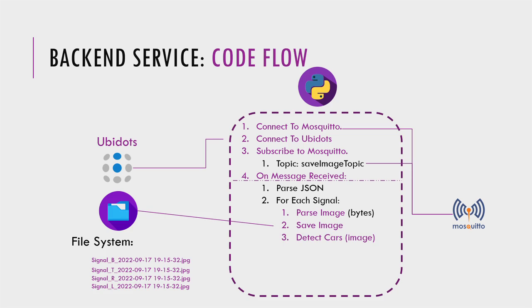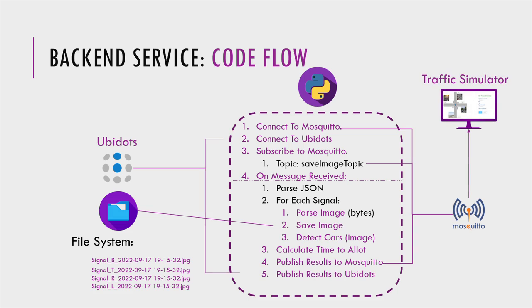Then we use the machine learning algorithm to detect the cars and send the images to this particular module. So basically, when we have the number of cars on each image, we calculate the allocated time for each signal and then publish the result towards Mosquitto, as we are using the traffic signal simulator and also the UV.dot to monitor the data.